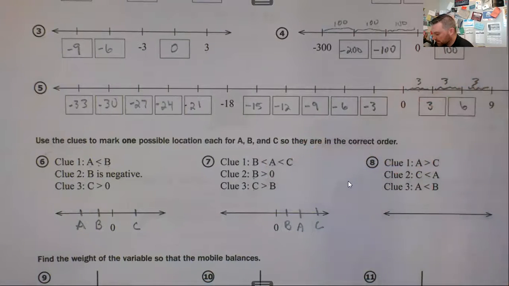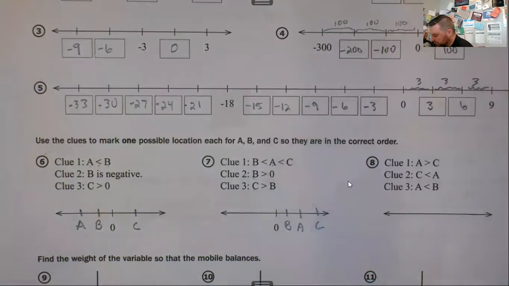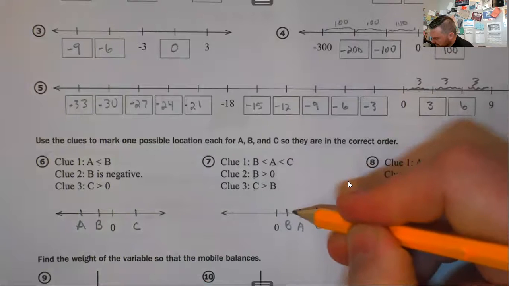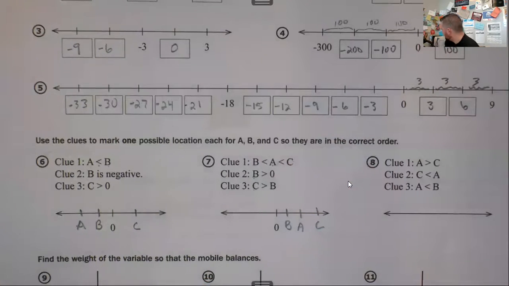C could have been between B and A, maybe. So you could have put C right here if they didn't put some of these in.